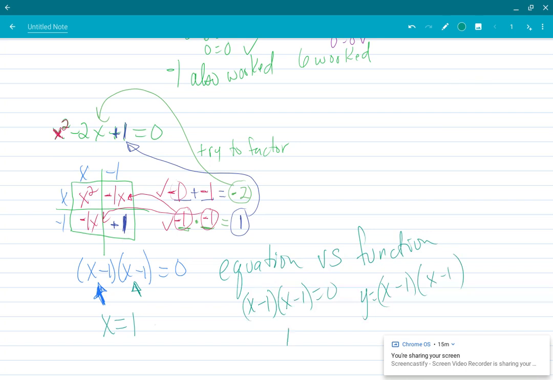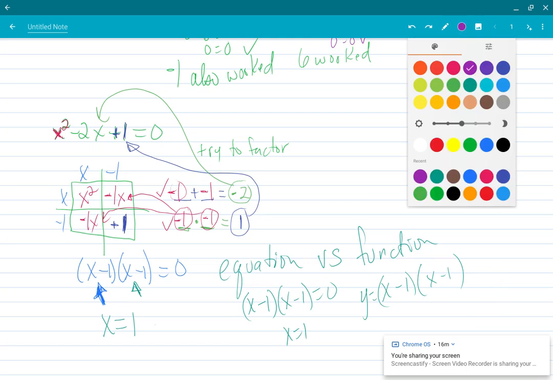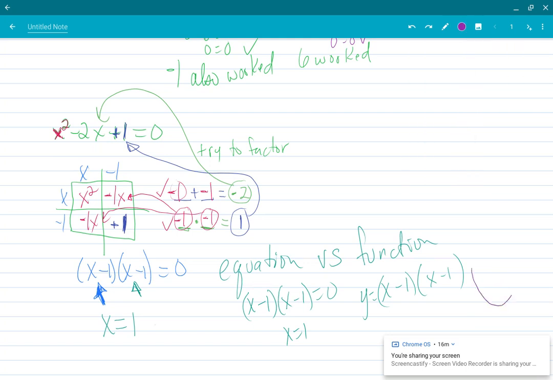So this one says x equals 1, and this would draw a parabola, right? The function would actually draw a parabola at x equals 1. And then it would have like the 1 over 1. Does that make sense? So there's like millions of points on a function.